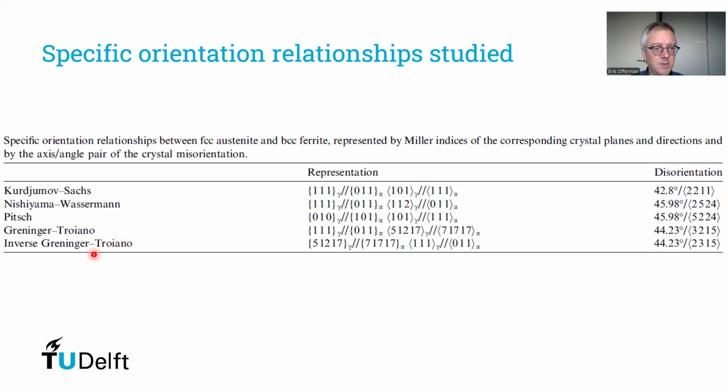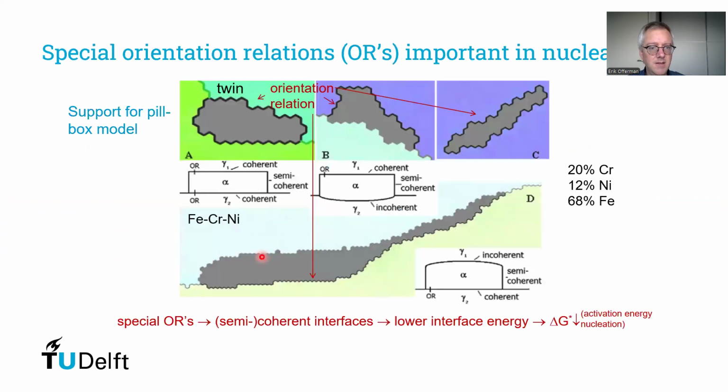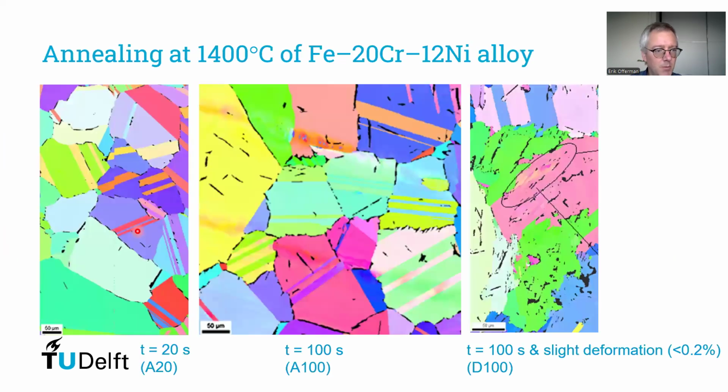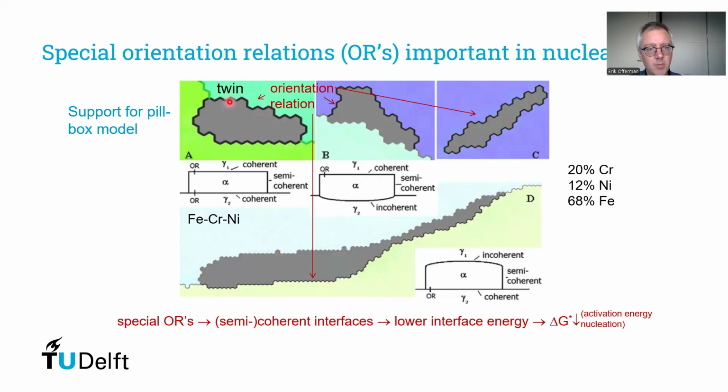Now, the orientation relationships that we looked into are given here. So Kurdjumov-Sachs, Nishiyama-Wassermann, Pitsch, Greninger-Troiano, the inverse Greninger-Troiano, all represented here. So these special crystallographic orientation relationships we've studied in detail. And here you see a number of examples of the nuclei or the grains that passed already the nucleation stage that we observed in our sample. So there are many more nuclei, but these are just a couple of examples.